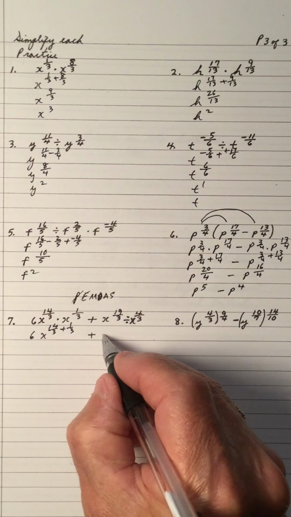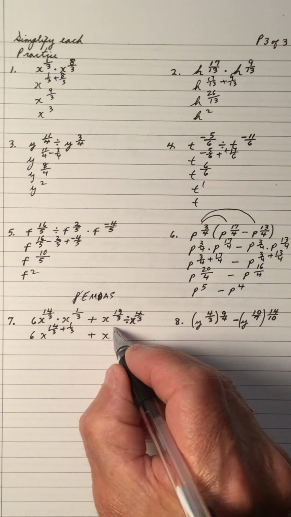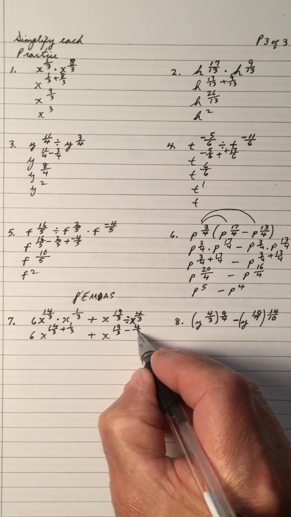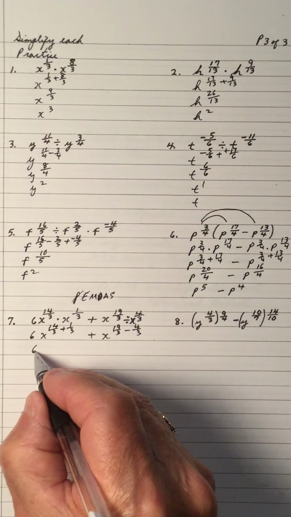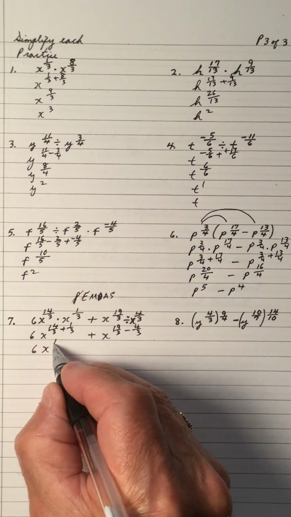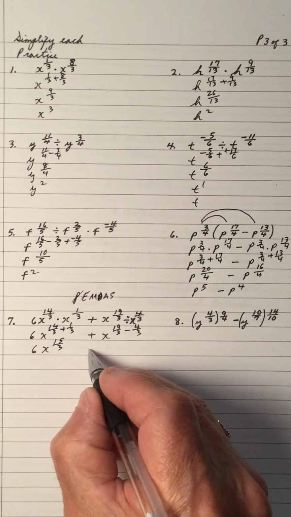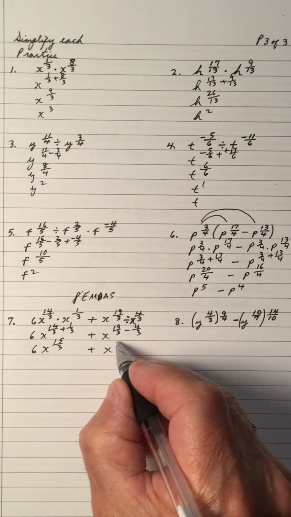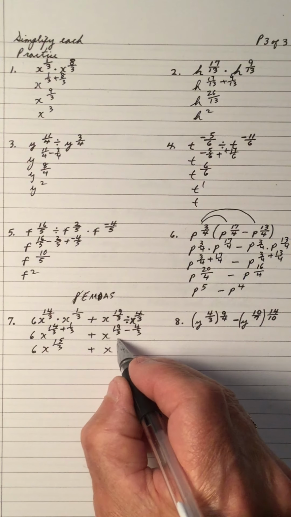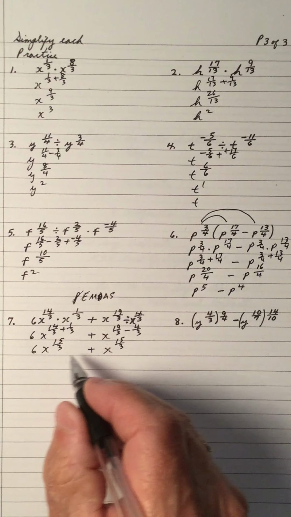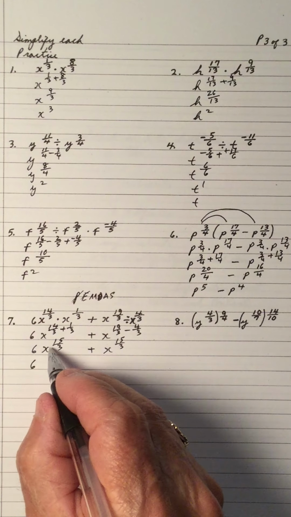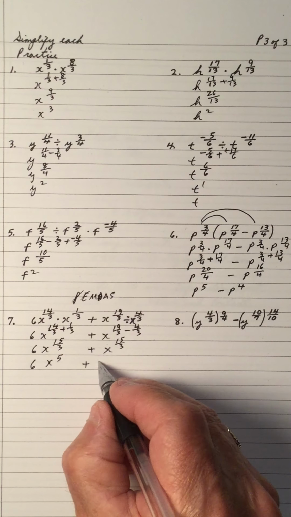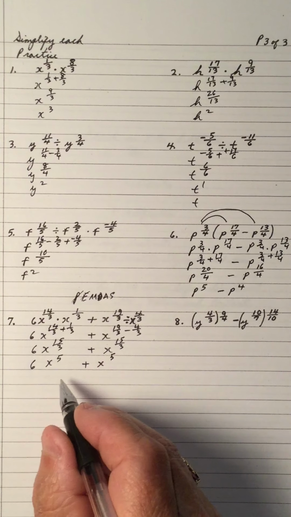And the same basis as x. And because we're dividing, we subtract 19 over 3, subtract 4 over 3. Simplify, 6x to the 15 over 3. That's x to the, subtract 19 is 15 over 3. So that's 15 over 3 is 5.